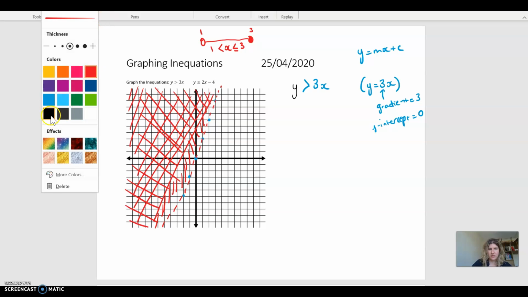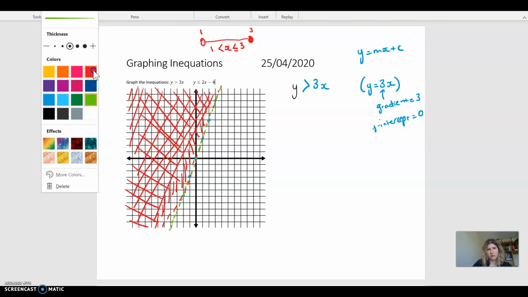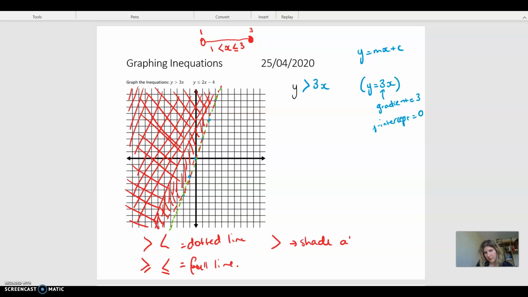Okay, so a couple of things. Your line should be straight. Mine's a bit on the curvy side, but other than that, that's pretty much what it should look like. So remember, a couple of things to remember: less than or greater than, you use a dotted line. Greater than or equal to or less than or equal to, you use a full line. If it's greater than, you shade above the line. Less than, you shade below the line.